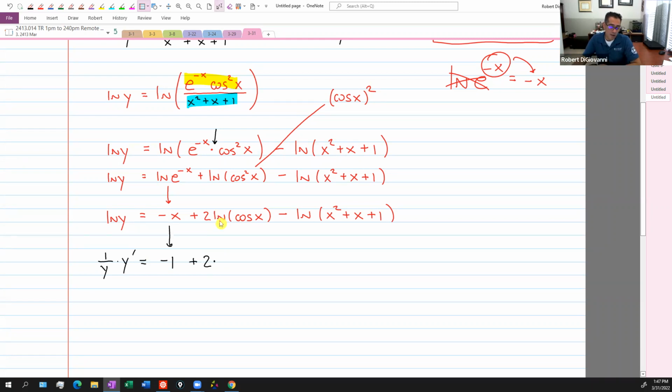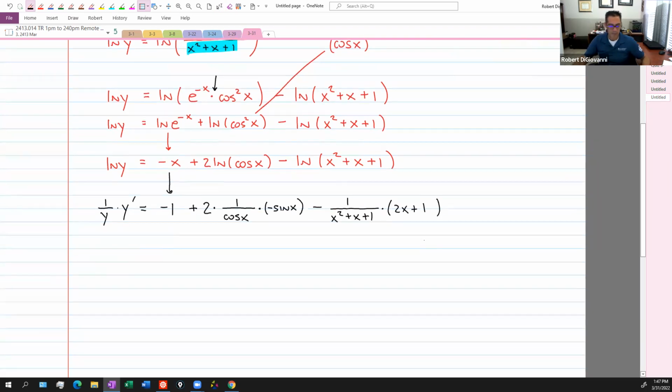Okay, now a derivative of natural log of something. First I do 1 over the cosine x, chain rule, times now the derivative of cosine, which is negative sine of x. But I'm done with this now. And then I have minus, and now I'm ready to take this derivative, so I just do 1 over whatever's inside times the derivative of what was inside, which is 2x plus 1. Questions?